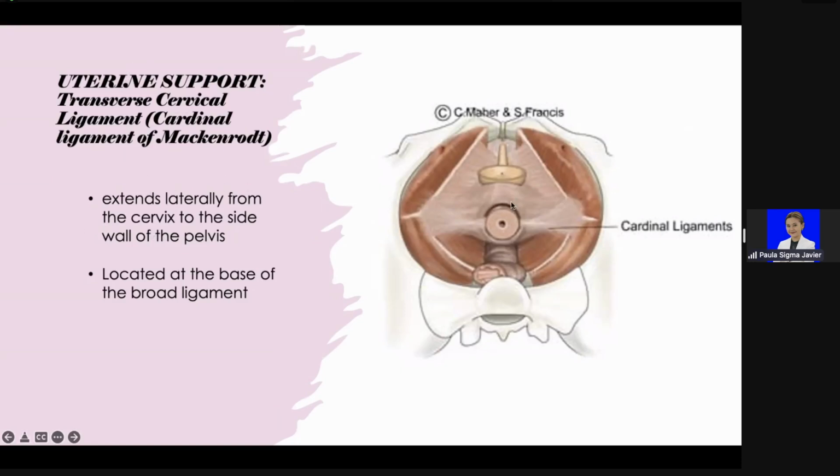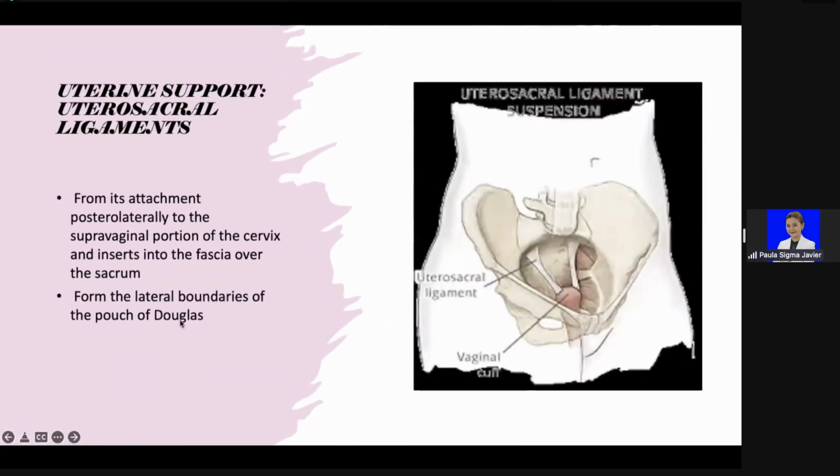Okay? It extends laterally from the cervix to the side walls of the pelvis. So it is this one. This is posterior, this is anterior. So the cardinal ligaments are lateral to your cervix. It is located at the base of the broad ligament.